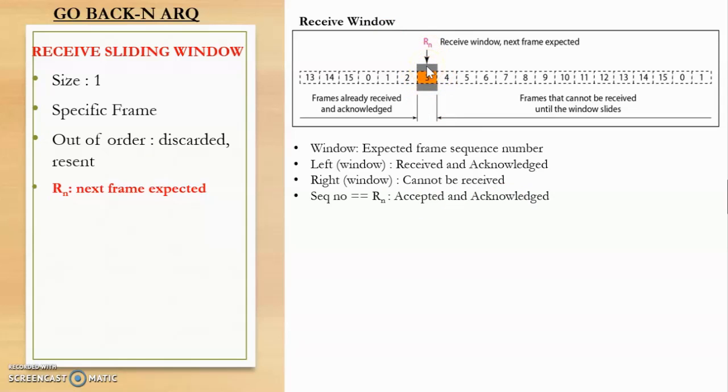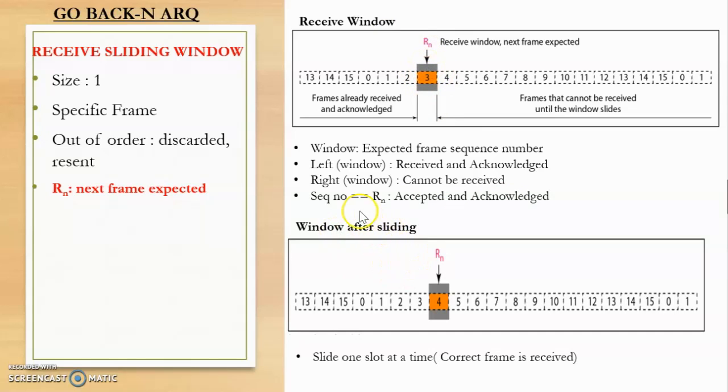Next, this is the receive window after sliding. The receive window will slide only one slot at a time. That is, when the correct frame is received, the receive window will slide. So this was the receive sliding window at the receiver side.